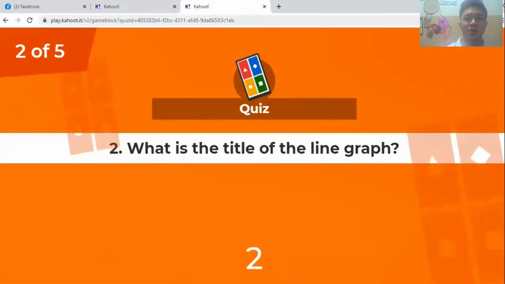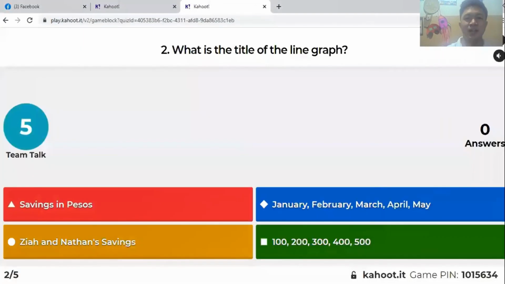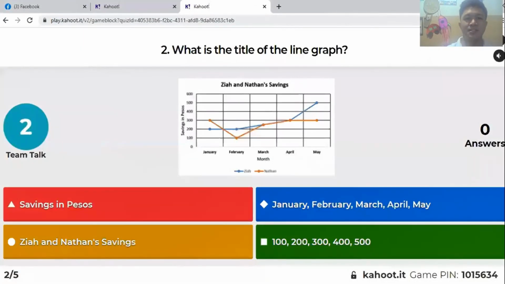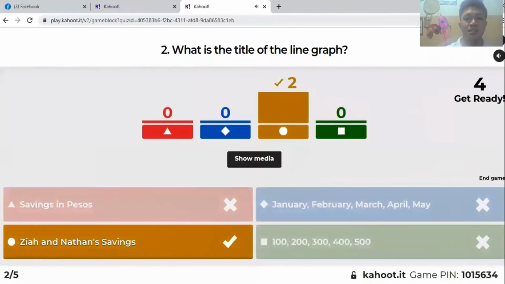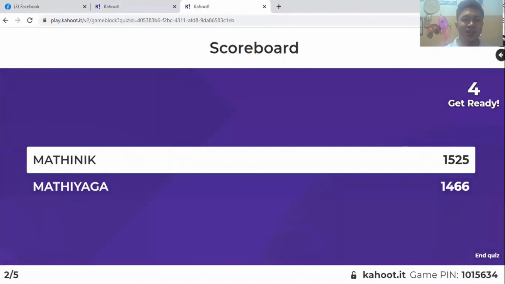Next question. What is the title of the line graph? So you choose from the options below. Is it savings in pesos, January, February, March, April, May, Zia and Nathan savings for 100 to 500? Okay, so two teams got it right. Very good. So Martinique is on the lead with 1,525 points.